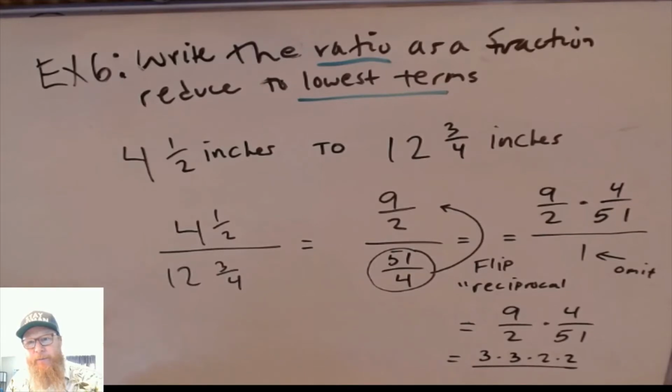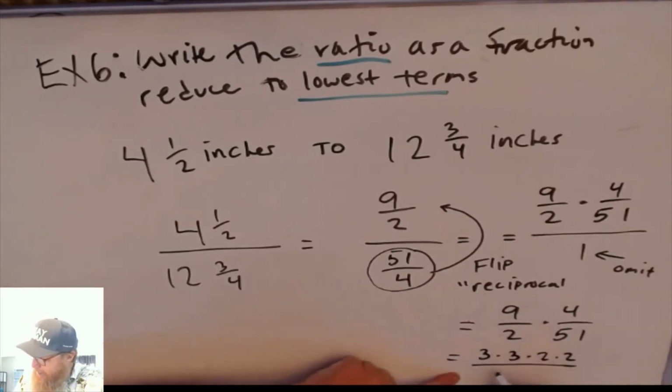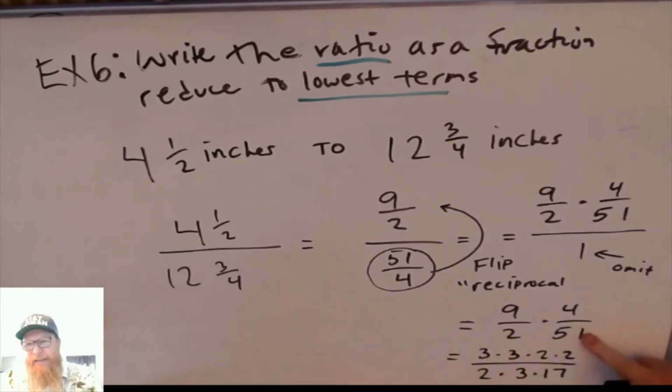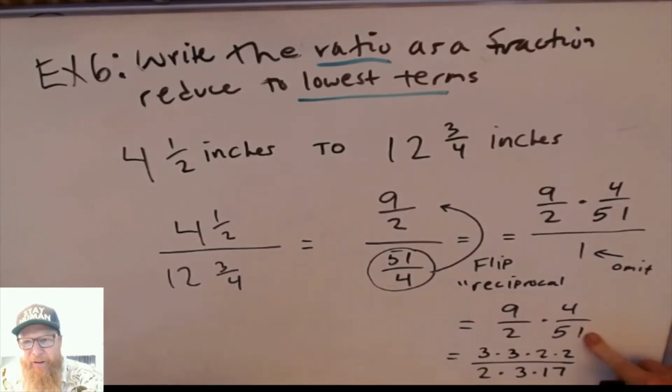Okay, I know you probably can't see that. I'll write it up top in a minute. The denominator is 2 times 3 times 17. You might not remember that one, but 51 is 17 times 3. Yeah, it's one of those strange ones.